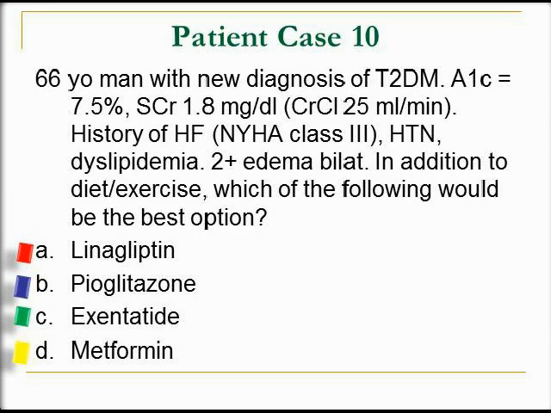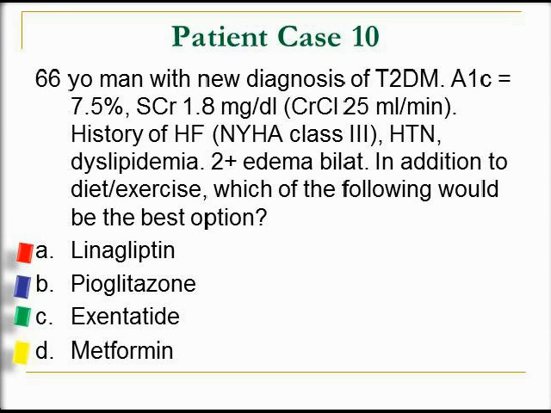This patient has a creatinine clearance in the basement, less than 30. They have a creatinine of 1.8. They have heart failure, class 3. They have bilateral edema. You're not going to pick pioglitazone based on the heart failure alone. You're not going to want to do exenatide based on the renal function alone. And because of the creatinine clearance and the serum creatinine, you're not going to pick metformin because of the risk of lactic acidosis. In this case, linagliptin.